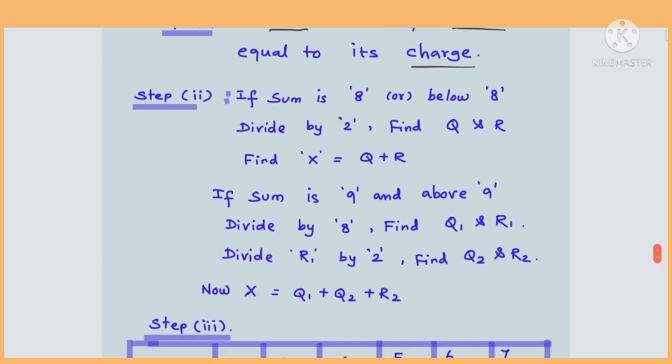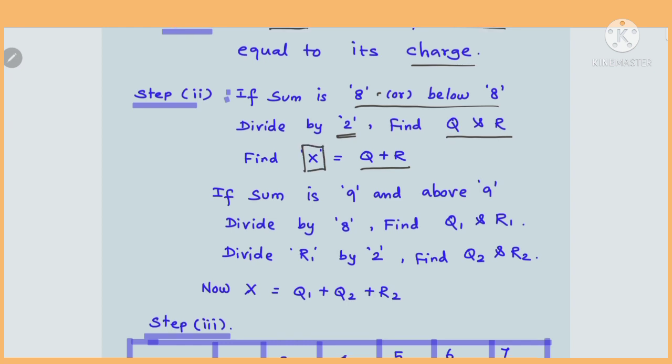If the number is 8 or below 8, then that number has to be divided by 2, so that you get a quotient and remainder. They are added together, which gives the value x.